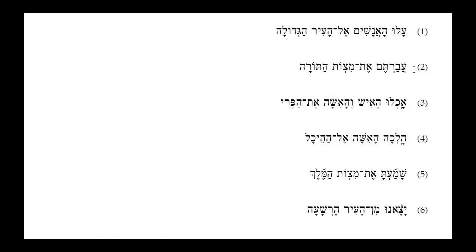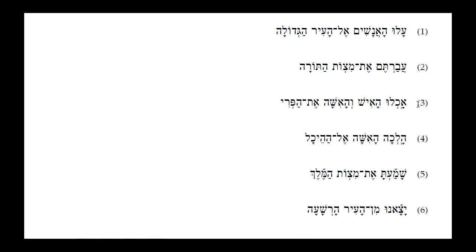Number 2 is avartem et mitzvot haTorah. We would translate this as you transgressed the commandments of the law. And so avartem we would parse as a qal stem, perfect conjugation, second masculine plural from avar, to cross over or to transgress. Mitzvot is a feminine plural construct noun, and then you have haTorah, the law. This has a definite article in here.